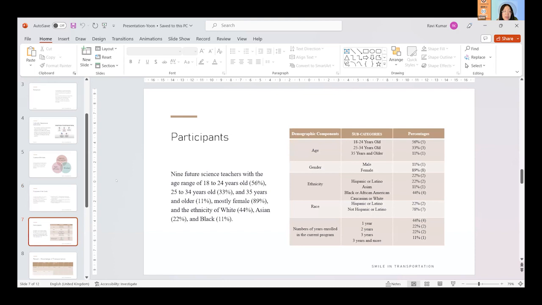So for this research study, I had about 30 training participants, but only 9 of them answered the survey questions. So the results are shown with the 9 future science and math teachers.